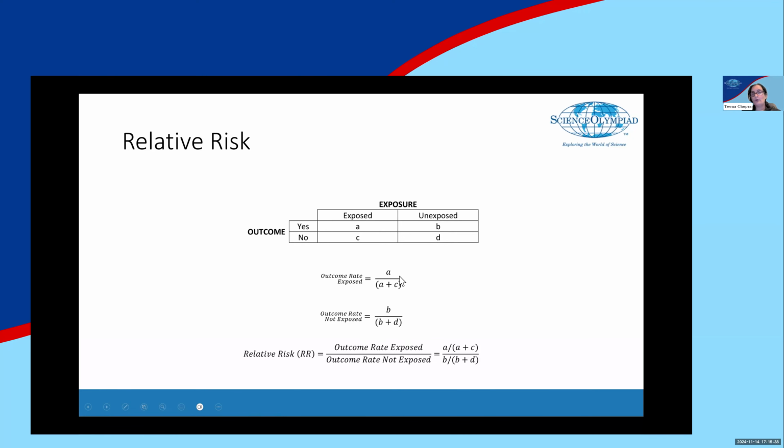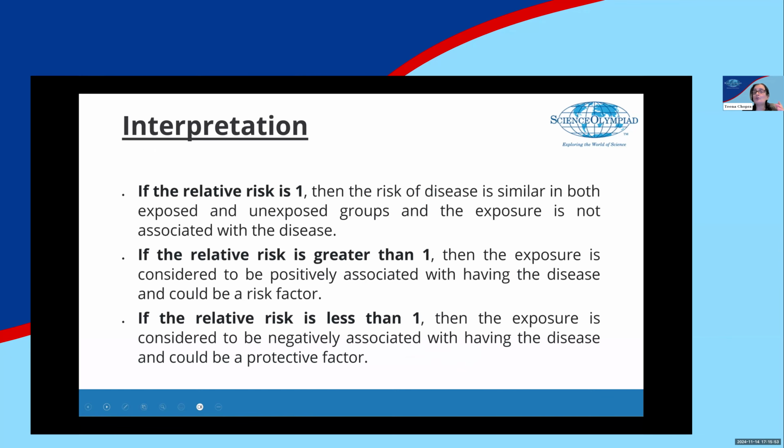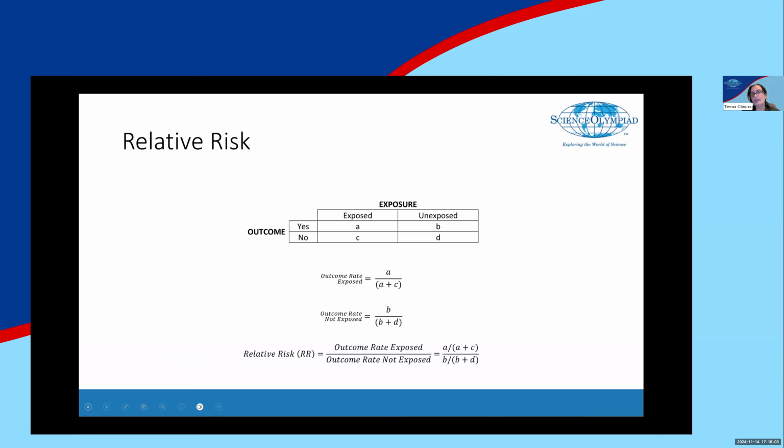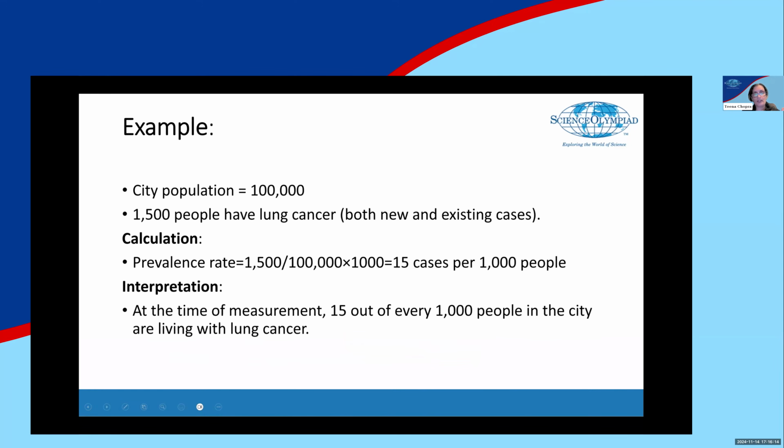And then you divide both the rates to calculate a risk. Outcome rate in exposed divided by unexposed, and that will give you a risk measure of that exposure that you're looking at. So how do you interpret it in a very simple way without getting into the complexity? If the relative risk is 1, which means that the outcome rate in exposed divided by the outcome rate in unexposed is 1 divided by 1, it is 1, right? The outcome rate in exposed is equal to the outcome rate in the not exposed population.